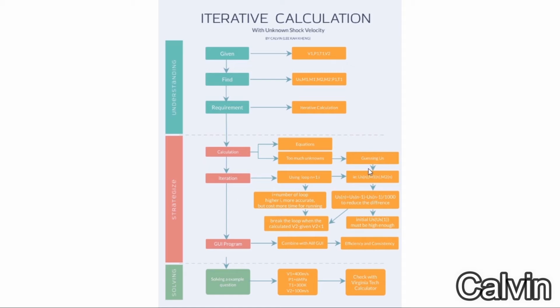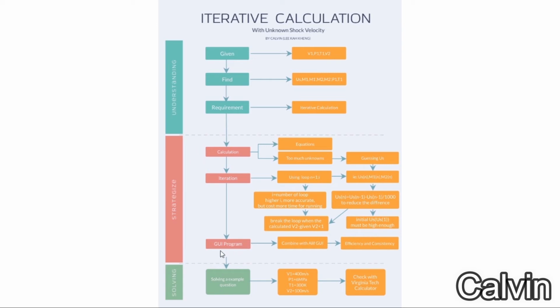To guess the parameter, we have to run the iteration with the loop equation, where I is the number of loops. The higher the I, the more complexity, and it costs more time. To reduce the difference of the shock velocity between the loops, we have this equation, but for this equation, the initial shock velocity must be high enough. When the difference between the calculated V2 and given V2 is less than 1, we break the loop as we have the shock velocity we want.